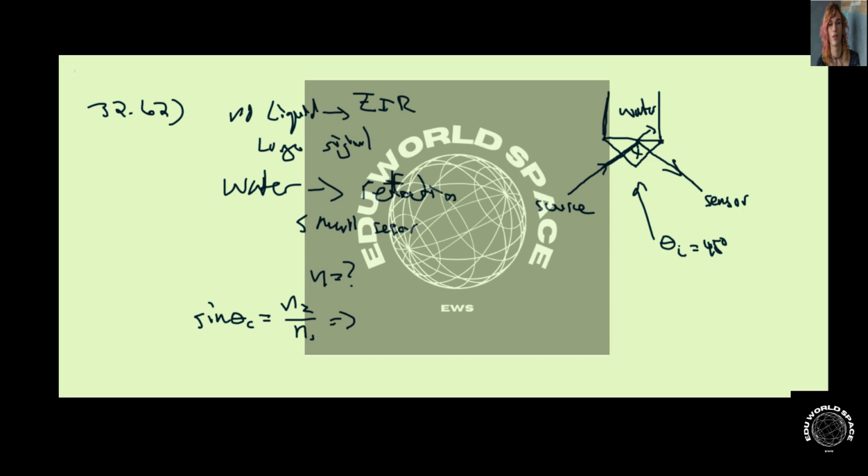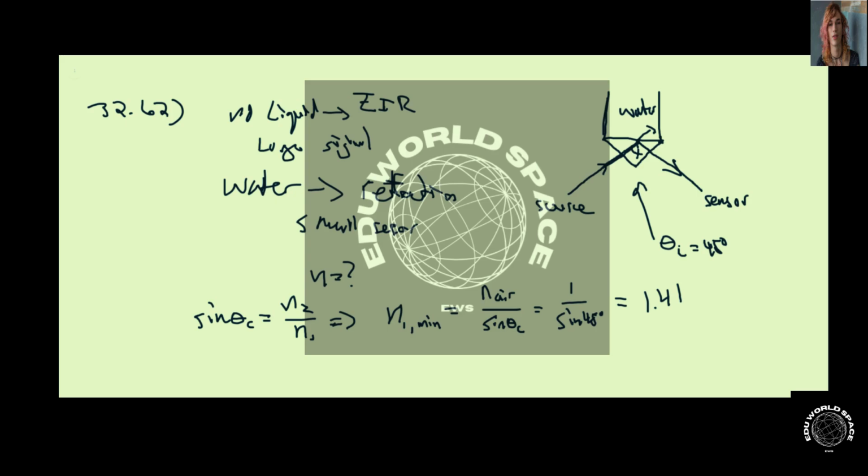So if N1 is our prism, then our minimum N1 can be is what gives our air interface a critical angle of 45 degrees. So this is 1 over sine of 45 degrees, and this gives us 1.41.